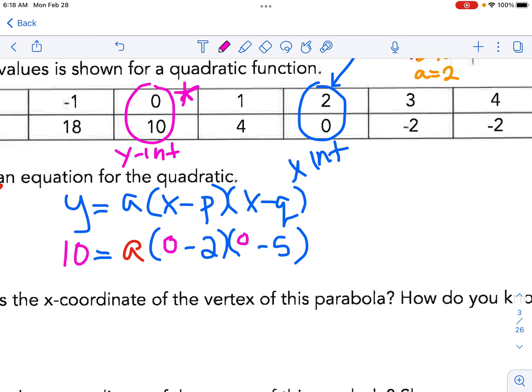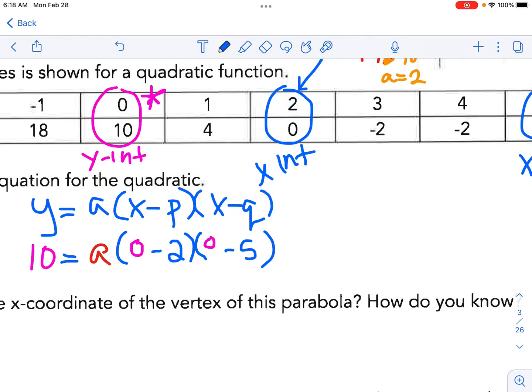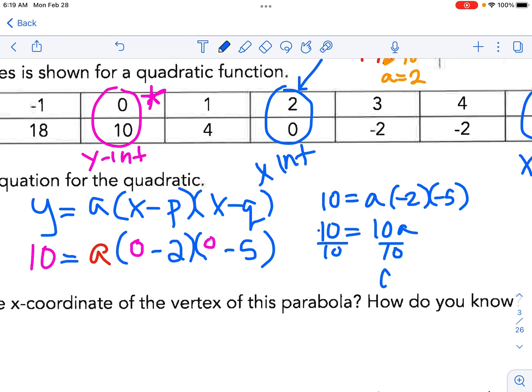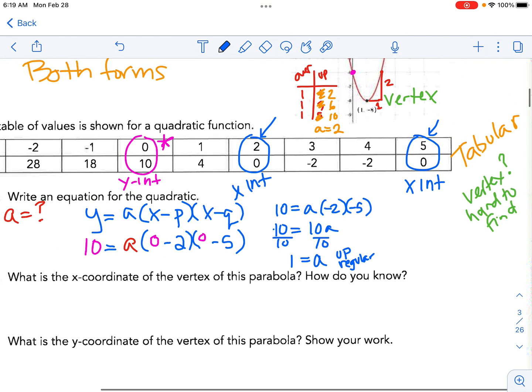Okay, so what we have then is, I'm going to stop the color coding. We have 10 equals a times -2 times -5. Well, -2 times -5 is 10. So we have 10a equals 10, divide by 10. We've got a equals 1. So this points up, and we have our regular 135 pattern. So that means that our equation for this must be 1 times x minus 2 times x minus 5.